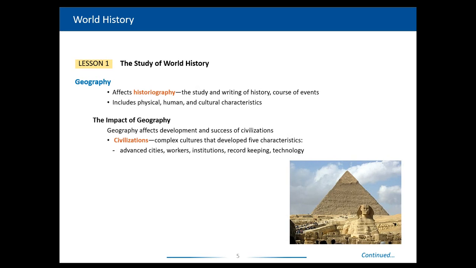The impact of geography also impacts history. Geography affects the development and success of civilizations. What is a civilization? A civilization is a complex culture that develops 5 characteristics. These 5 characteristics of a civilization include advanced cities, workers, institutions, record keeping, and technology.